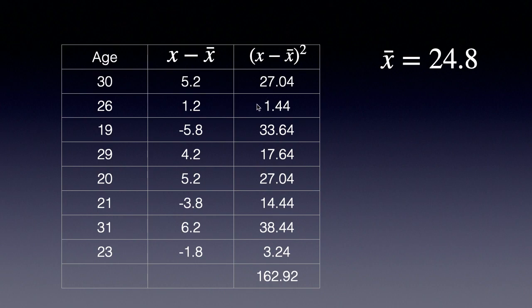If I take 1.2 squared, it gives me 1.44. And if I take negative 5.8 and square it, that gives me 33.64. These are all the squared values, the squared distances that the data lies from its mean. The units here are in years, and when I square those, I get years squared. Let's observe that this total right here is the sum.